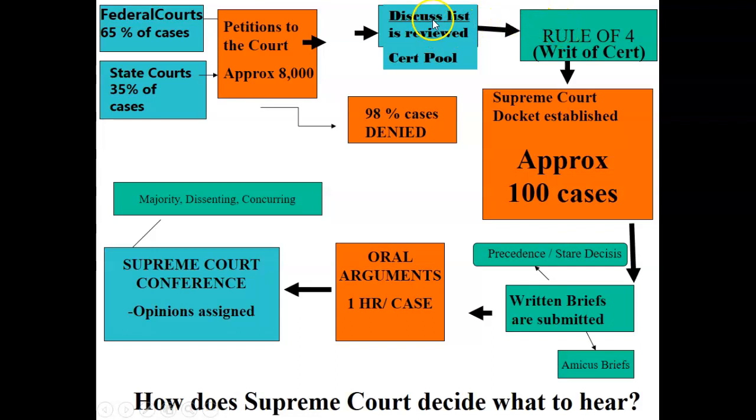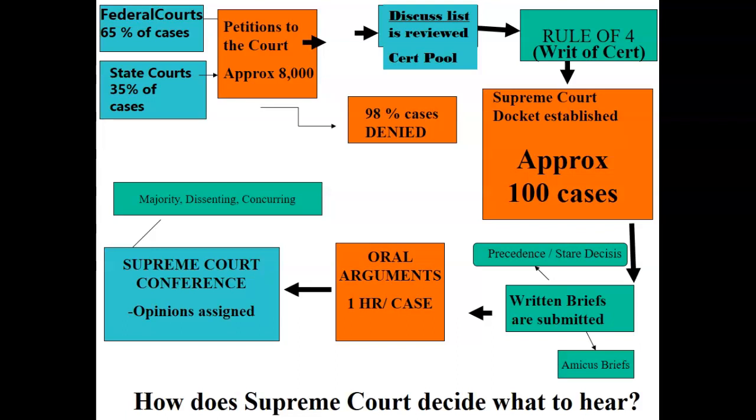Once they put that case on the discuss list, they will discuss it at a conference where all of the justices are there. In order to decide to take a case or not, it is called the Rule of 4. The Rule of 4 means that it only takes 4 out of 9 justices in order to take a case. So it's the only branch of government that somewhat works on a minority rule, but that's only to take a case.